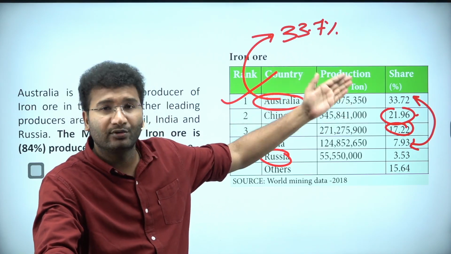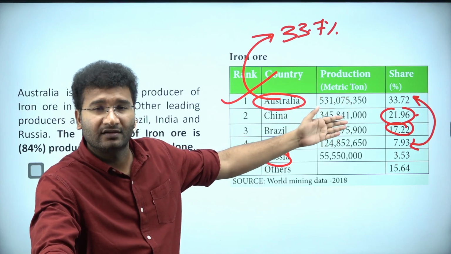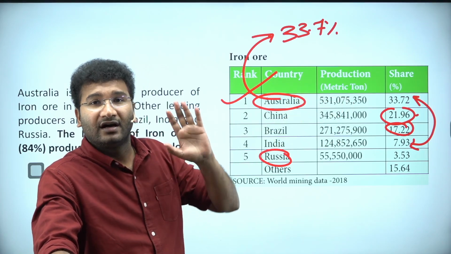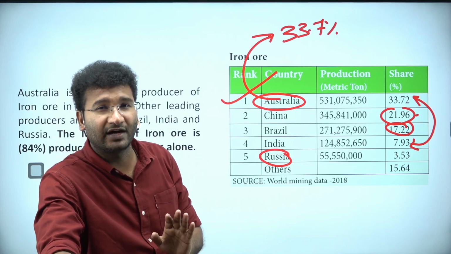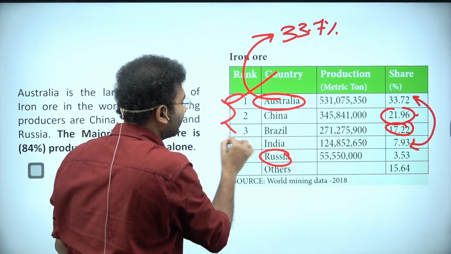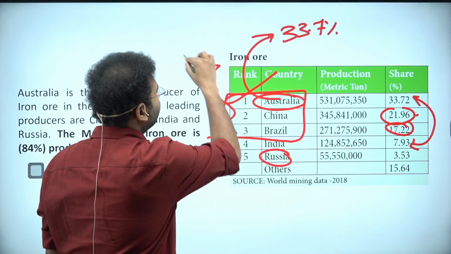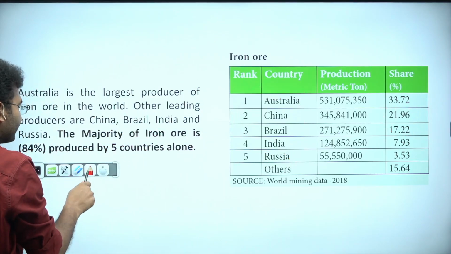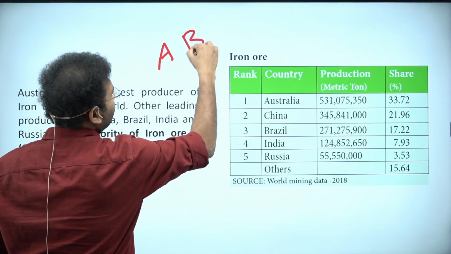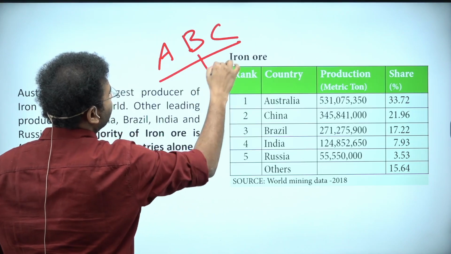Again, add 72 to it, right? Near about almost 70+% of the concentration of the iron is present with these 3 countries: Australia, China, and Brazil. This is called as ABC countries. A, B, C. Australia, Brazil, and China.